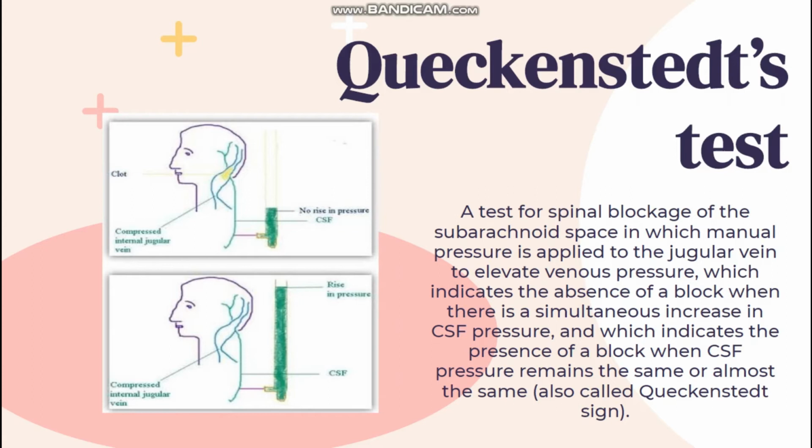And lastly, we have the Queckenstedt's test. The Queckenstedt's test is a test for spinal blockage of the subarachnoid space in which manual pressure is applied to the jugular vein to elevate venous pressure, which indicates the absence of a block when there is a simultaneous increase in CSF pressure, and which also indicates the presence of a block when CSF pressure remains the same or almost the same. This is also called the Queckenstedt's sign.